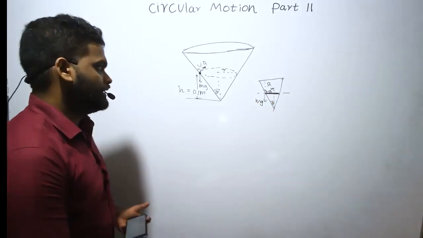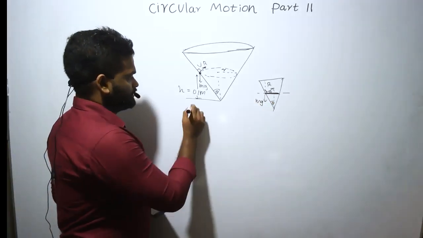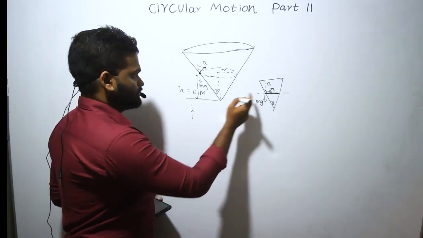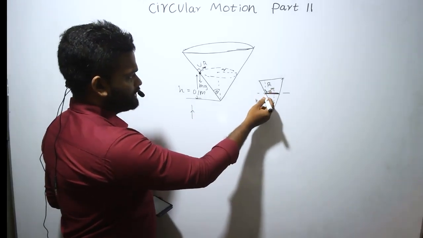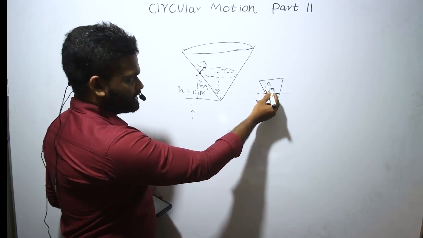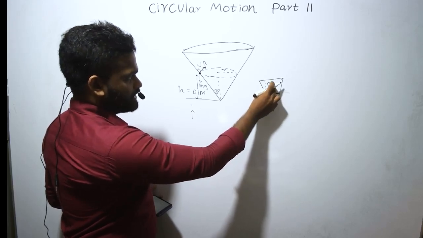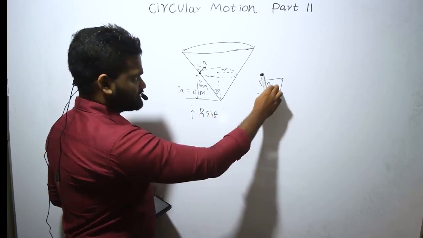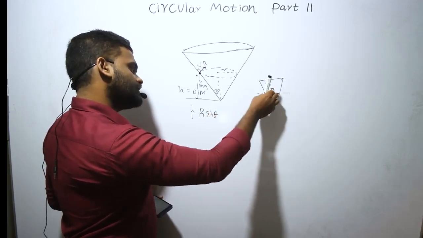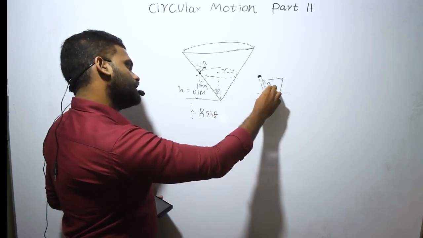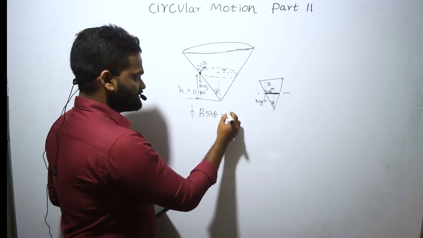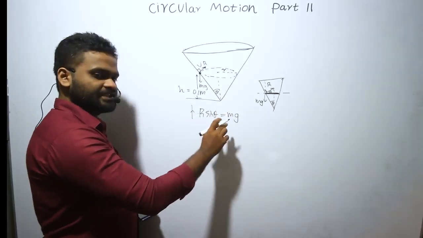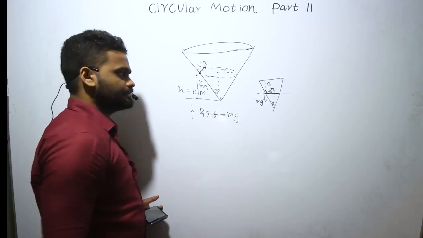As usual, I'm going to take the vertical equilibrium. According to the vertical equilibrium, mg is balanced not by R, but by R sine theta. The vertical component is R sine theta. The horizontal component is R cos theta. So you get R sine theta equal to mg. In the vertical direction, it is in equilibrium, right?